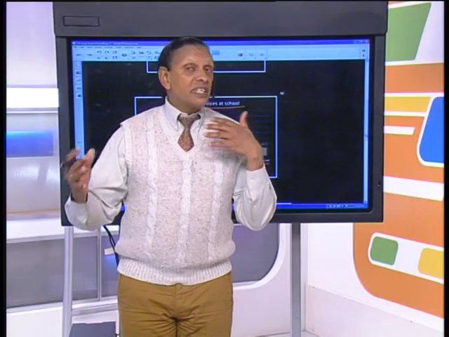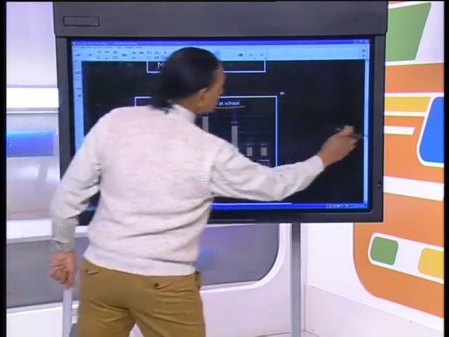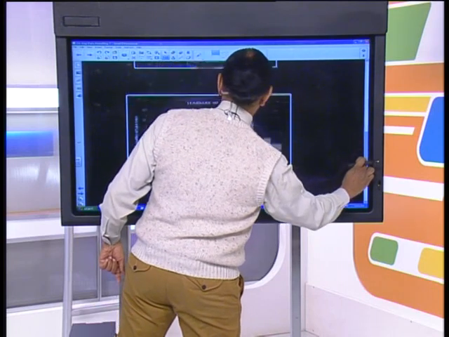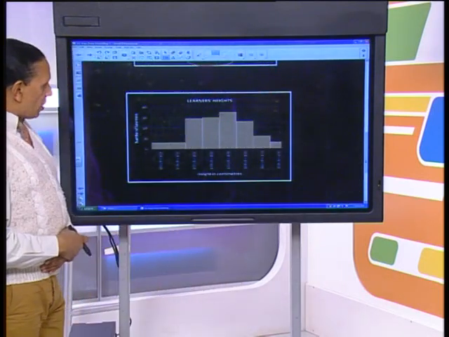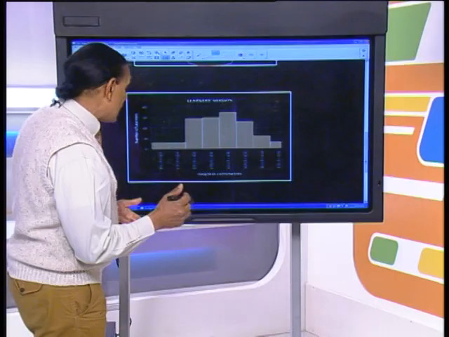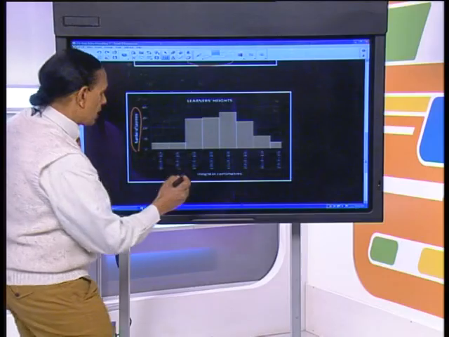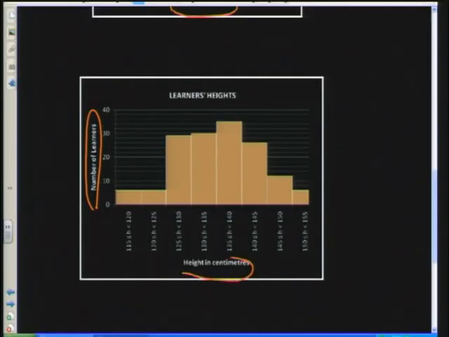Okay, I'm sure you had an interesting discussion, and I'm sure this graph does tell you a lot. Let's look at the next one. What do we see now? Now we see another graph which is slightly different from the previous one. Here we have number of learners on the vertical axis. We have height in centimeters on the horizontal axis. And then we have all these little values written here. Can you see, guys? All these values written here. And then all these bars, I see there's a tall one.